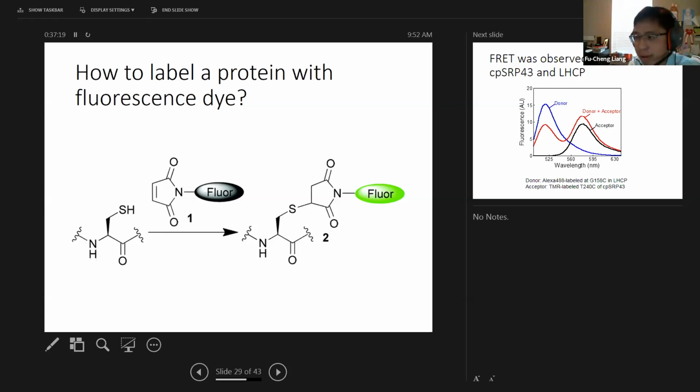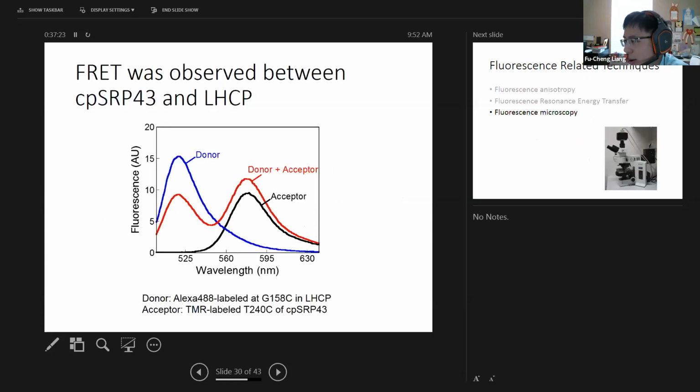This will be in the test tube, all right? In the test tube with a fluorescent dye. All right, so this is one of my previous data as well. I want to study the interaction between two proteins, all right? And how am I going to study that? I want to use FRET to study that. So I labeled one protein with, I think, Alexa 488, this is the donor dye. And the other protein I labeled with the other dye, I call it TMR dye, all right?